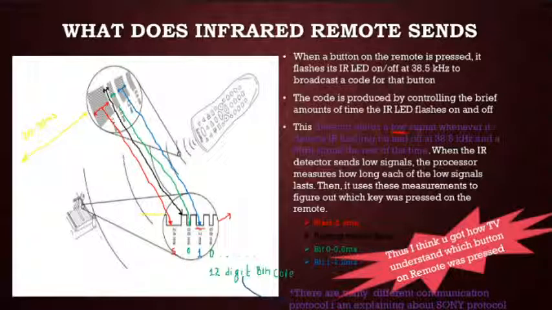Thus I think you got how a TV understands which button on a remote is pressed. I think it must be clear now. Actually, whenever a button is pressed, it generates a unique code. Every button of a remote control has a unique code, therefore a unique optical code, and that optical code generates a unique electrical code which is understandable to a microcontroller.